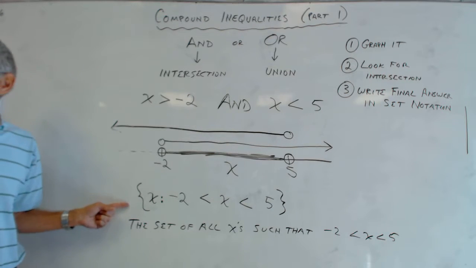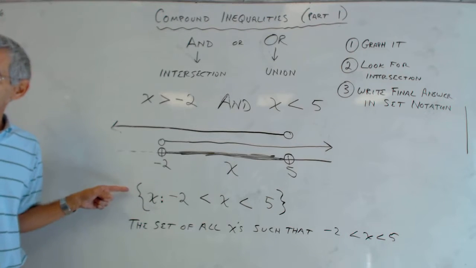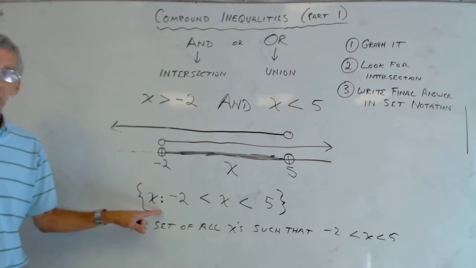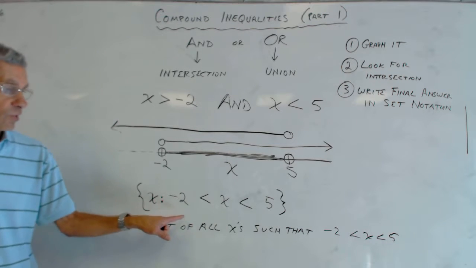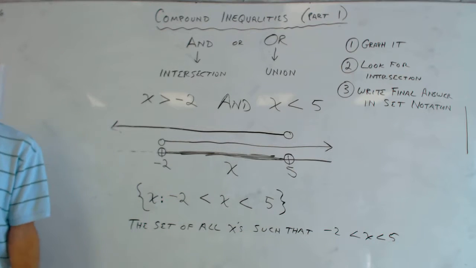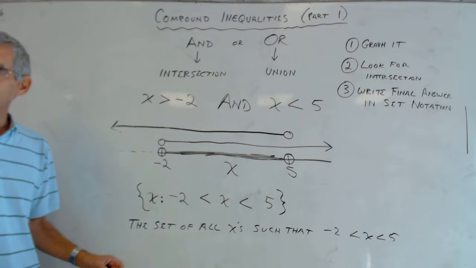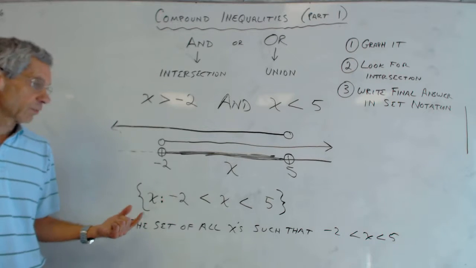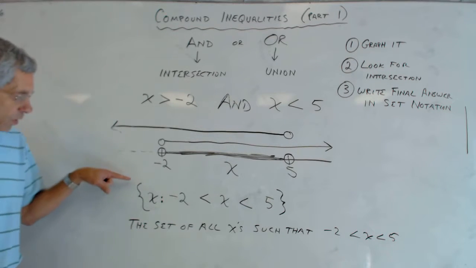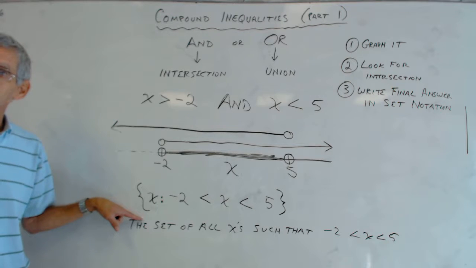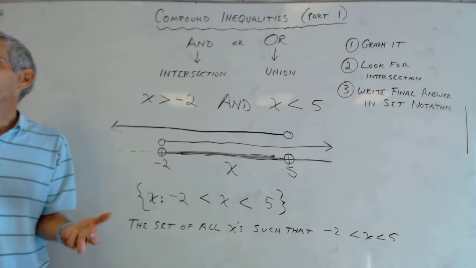So when you see set notation, it says brace x colon. It means the set of all x's such that, and then this is your answer. Does that make sense? It's kind of weird. There are different ways to do set notation, but this is pretty common. Whenever you see the braces, immediately it's a set of answers.